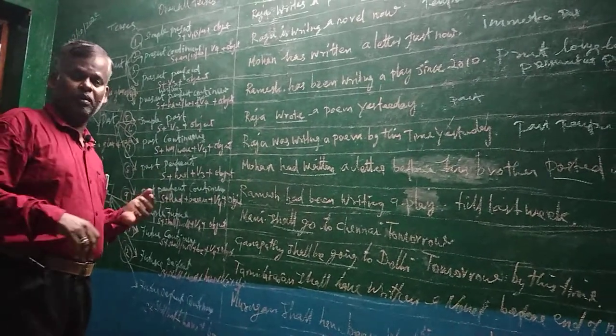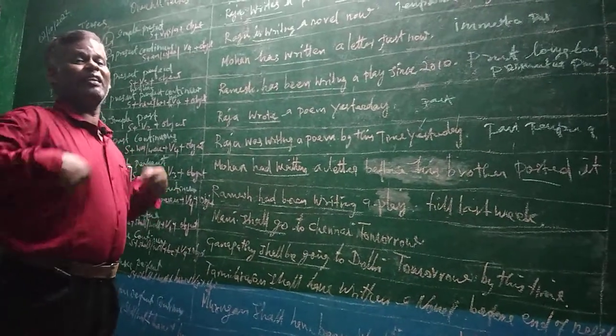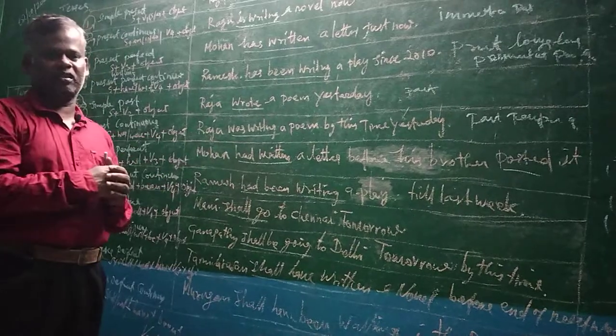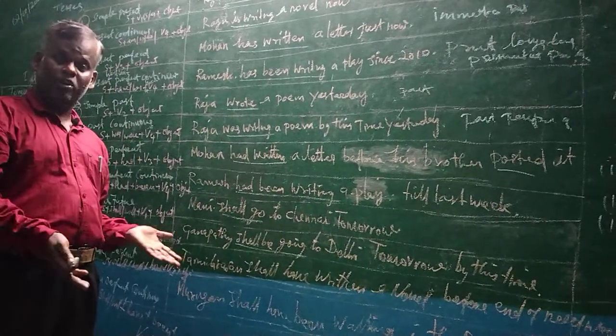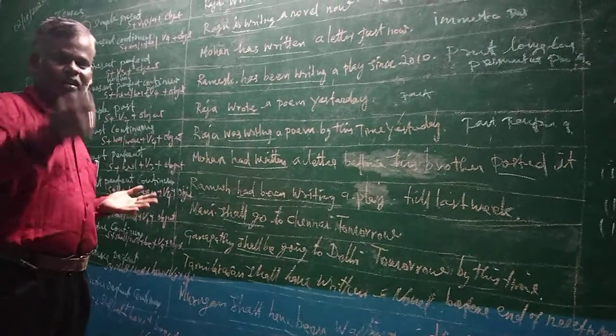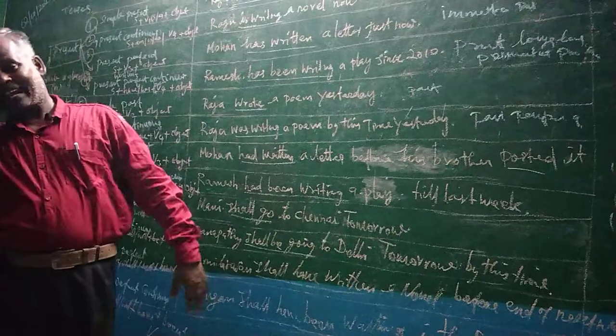Even all the school English teachers used to give examples for this. And the bus had left before I reached the station. The train had departed before I entered the railway station. Yes, like that. And the door was closed by him before he came out.